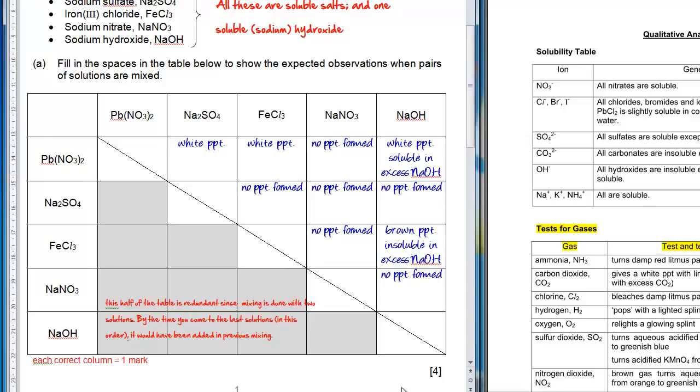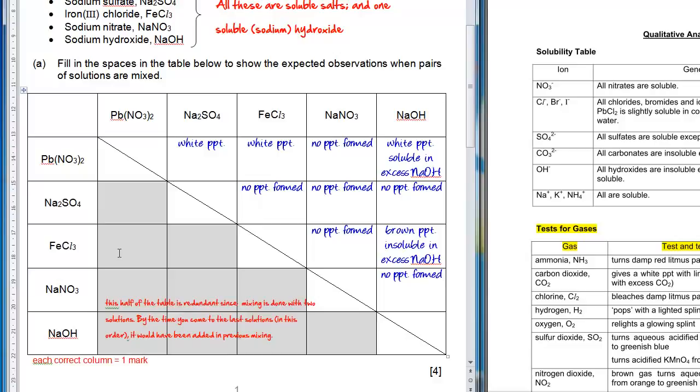When you have such a wealth of information, it allows you to distinguish one solution from another based on its behavior. You can see that this table is divided into half, and one half of the table is really redundant, because since we are doing mixing, by the time you follow this order and come to the last few solutions, you have already done the mixing of this solution in the previous part. So for this kind of table, we will just fill half of it.